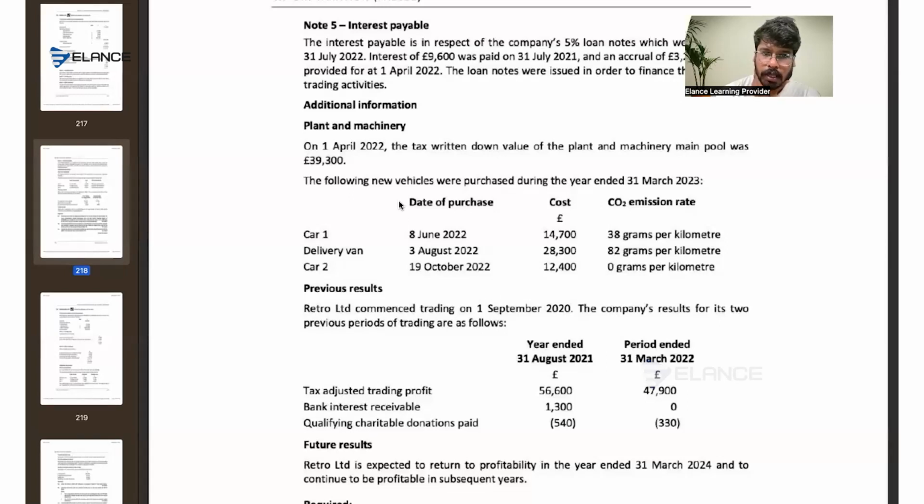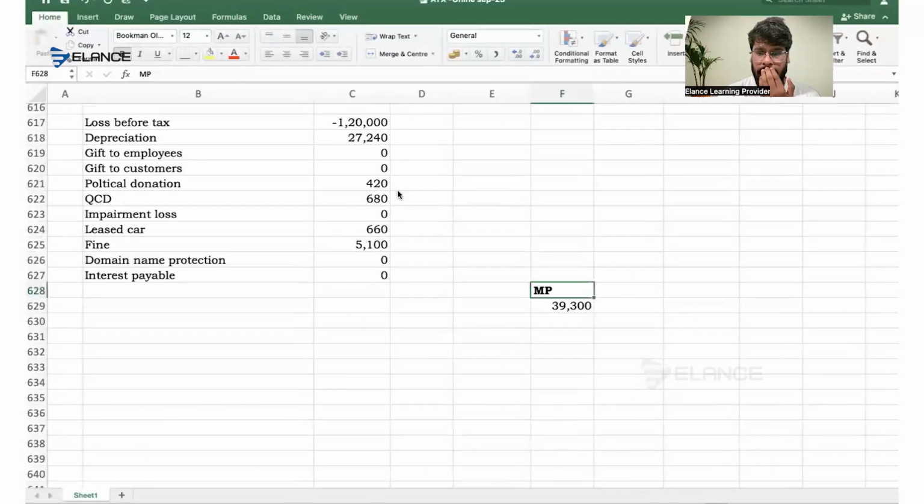So here in the main pool, TWDV we can use, no issue. In the capital allowance computation, short forms we can use, no issues. Okay, 39,300. So it is the opening TWDV.